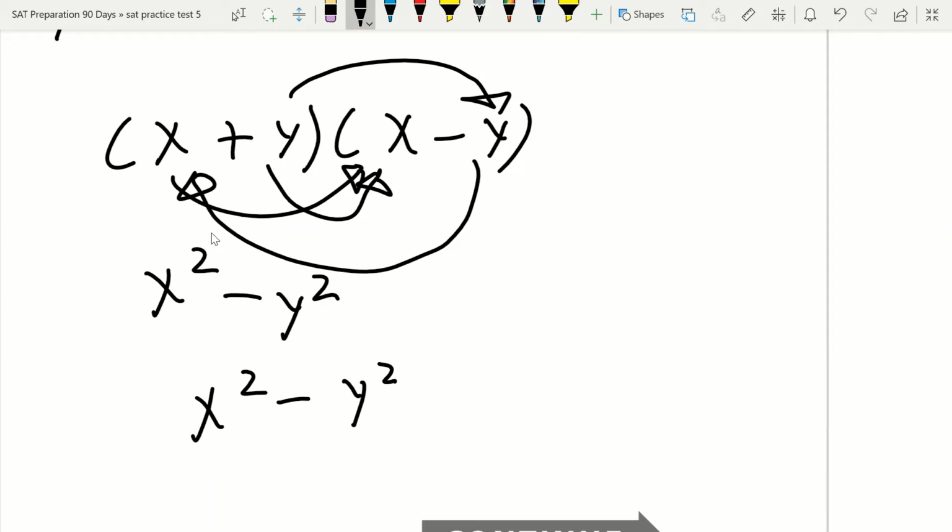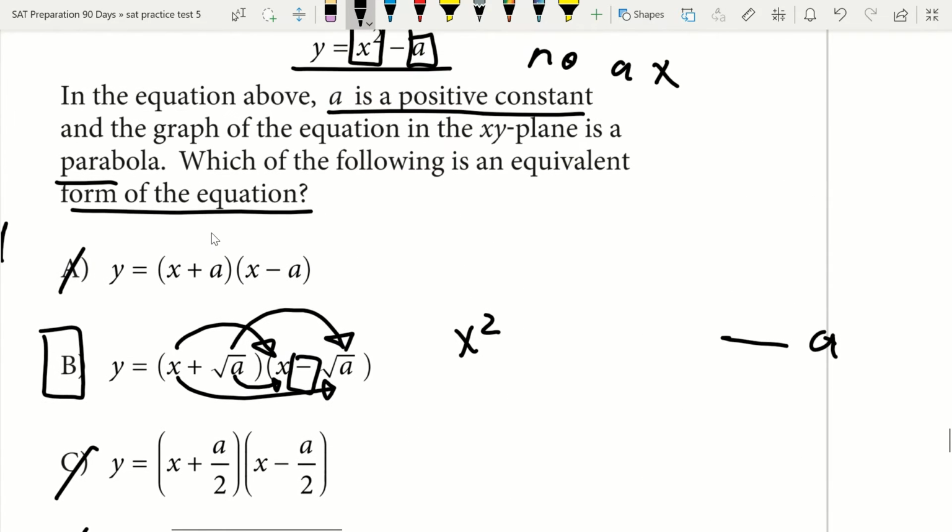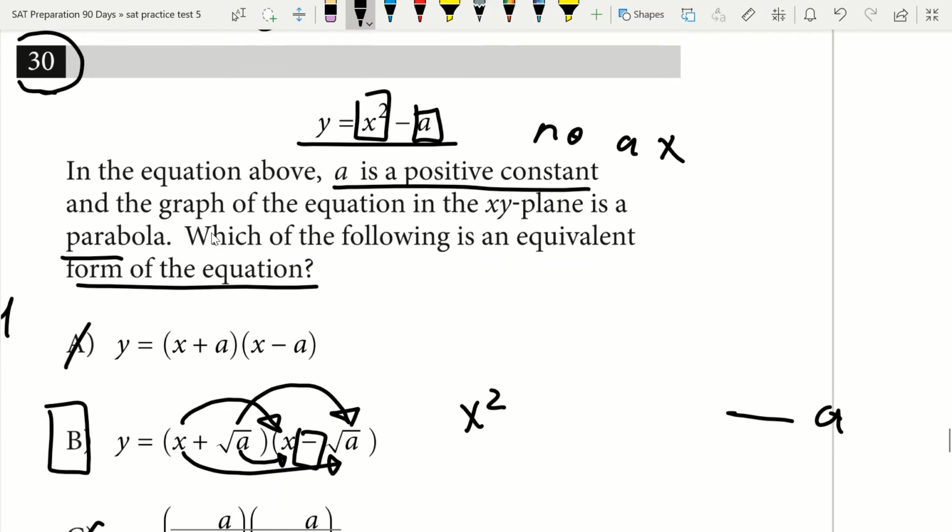The key thing that can help you recognize that it's the difference of perfect squares is that there is no xy term. No xy term, okay, because it cancels out. So that's the key thing you should know about the difference of perfect squares. Being able to identify it will help you move faster on the SAT math section. That's why I think it's important to know, because it'll save you a lot of time.